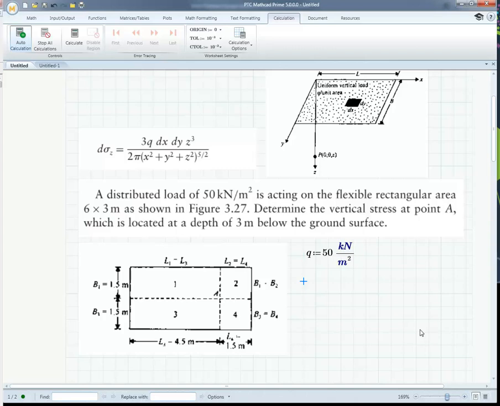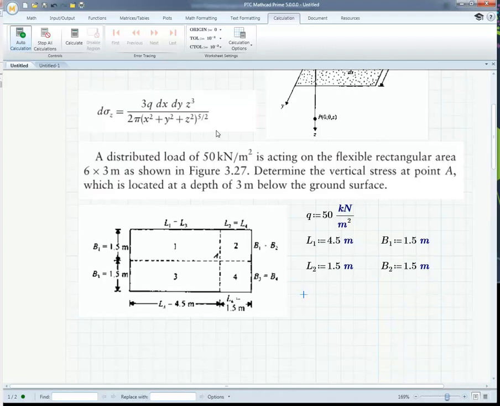So I'm going to need two L's. I'm going to need an L1, which is equal to 4.5 meters. And I will need a B1, a capital B, which is 1.5 meters. And then I'll need an L2, which is 1.5 meters, and a B2, which is 1.5 meters. So the second little area is a square. Okay, so now I've got what I need.